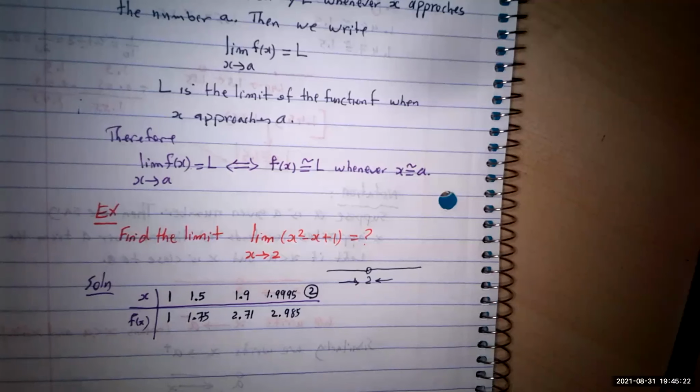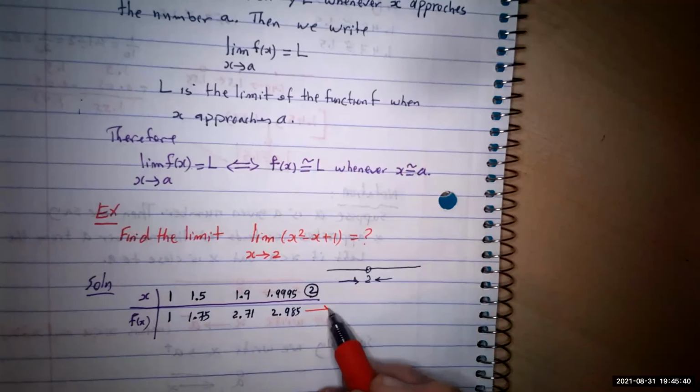So as you can see, as we move on the top, if you pick the input to be closer and closer to the 2, which this number is very much closer, the bottom one, the value of the function, is getting closer and closer to the 3.